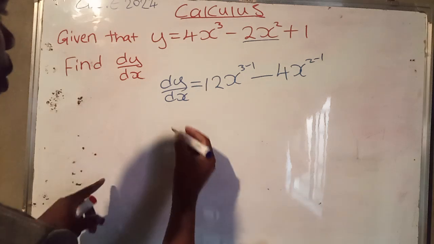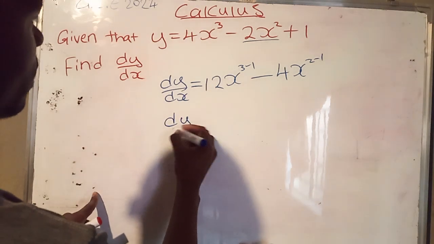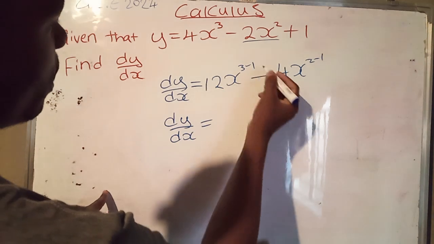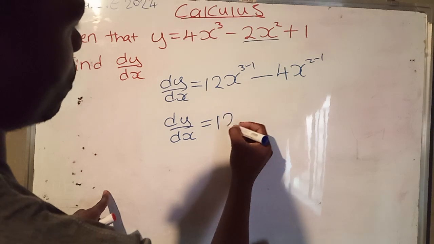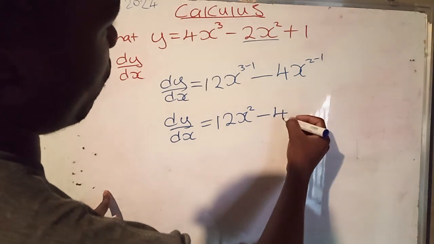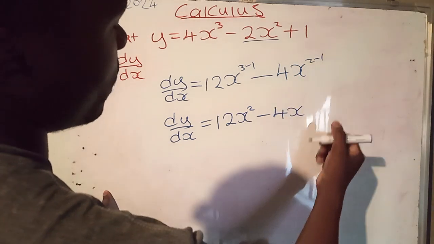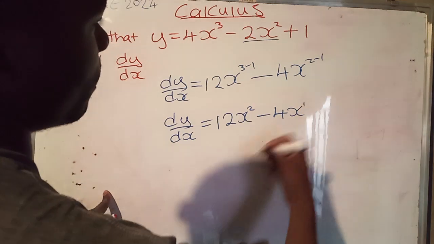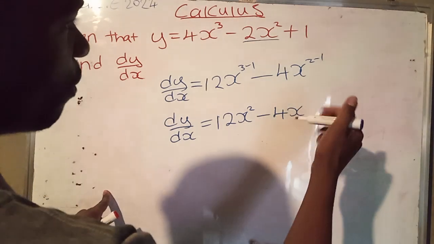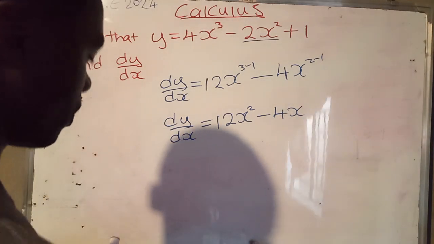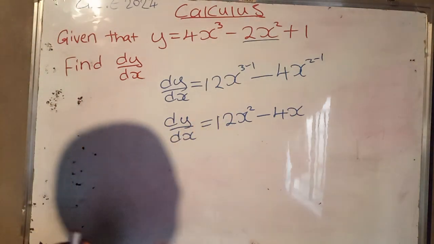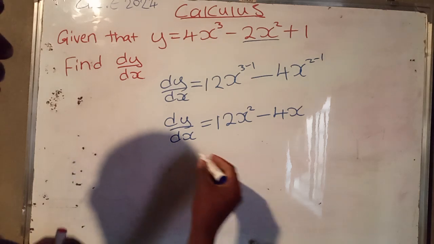So from here, you are going to have your final answer, which is dy over dx will be equal to 3 minus 1 is a 2. So you are going to have 12x squared minus 4x. 2 minus a 1, you are going to have a 1. And here also, any number to the power 1 is the number itself. You don't have to include a 1. You just leave it just like that. It means you have managed to find your dy dx. So this is your final answer.